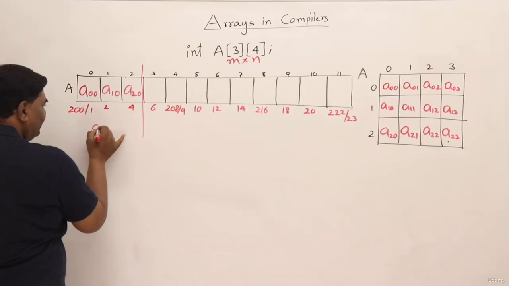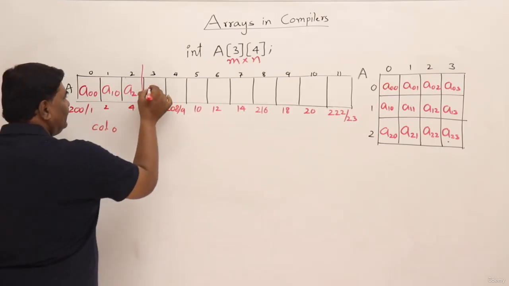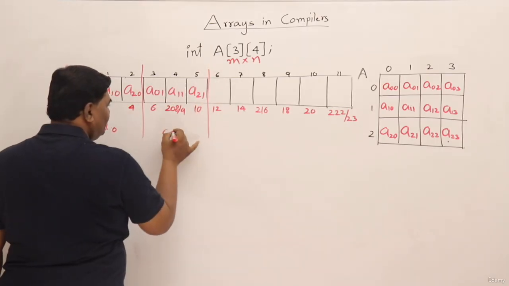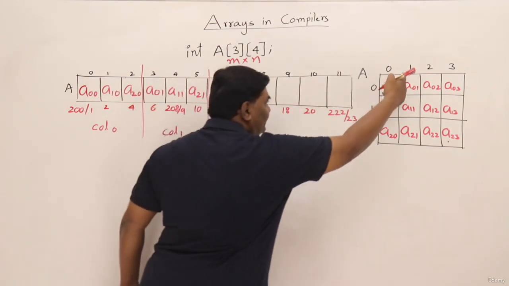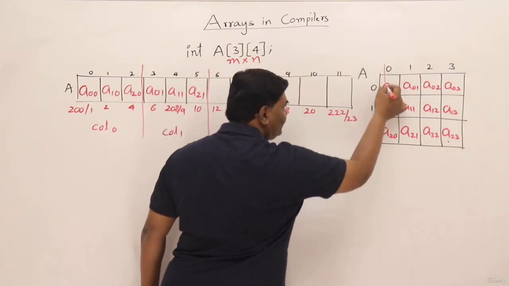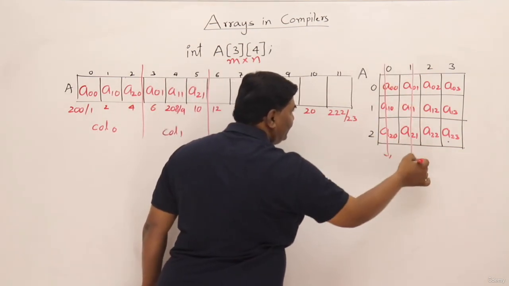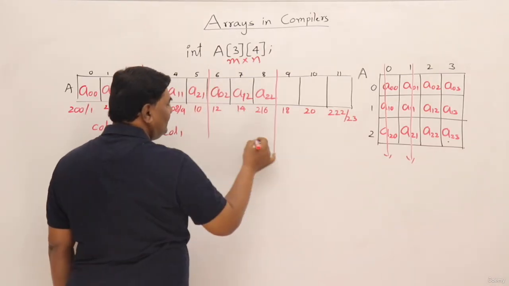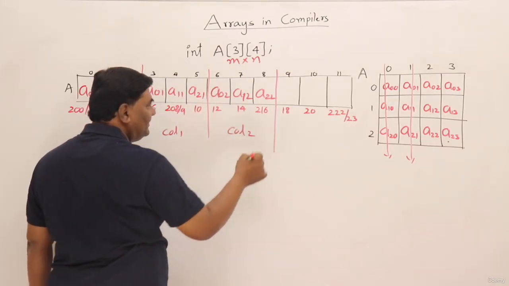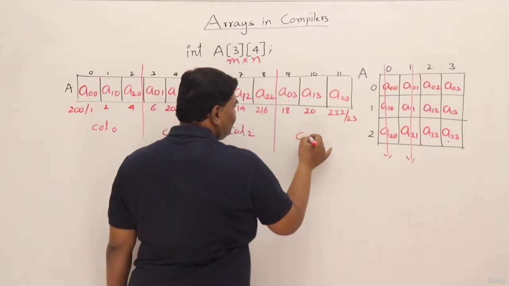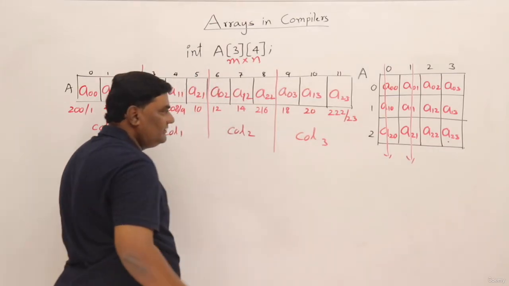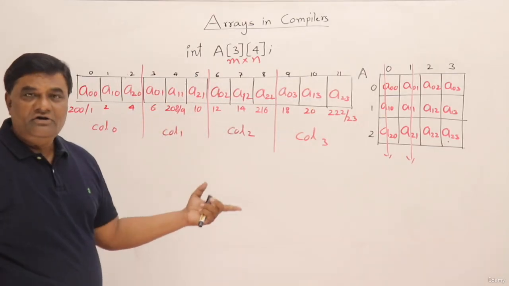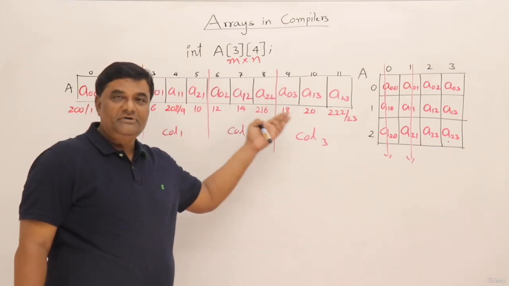This is column index 0. Then this is column index 1. So I have finished with these elements. Now the next column, A of 0 2. This is column 2. Then this is column 3. So the elements of a two-dimensional array are mapped column by column.